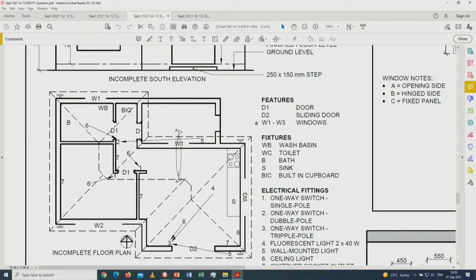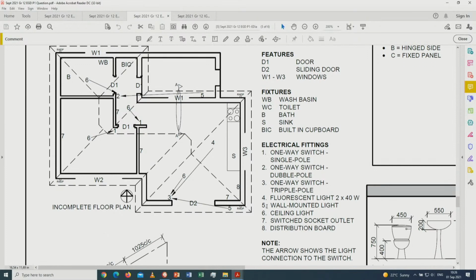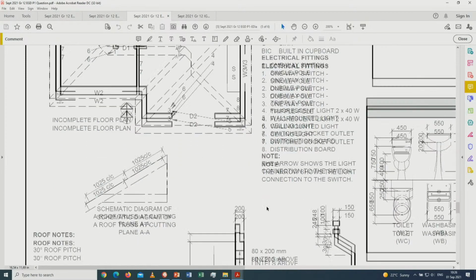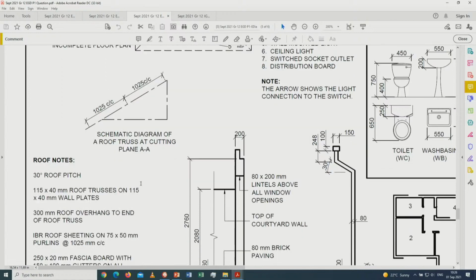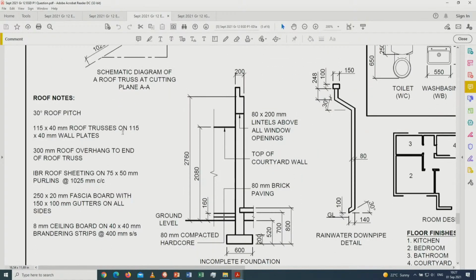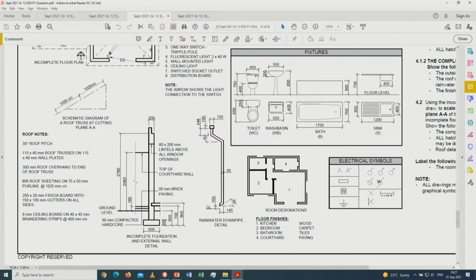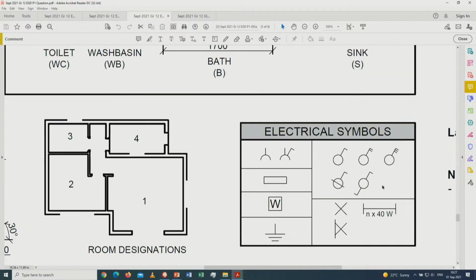All right. Then door 1 and door 2, the windows. It talks about all the abbreviations for the fixtures. The electrical fittings is also pointed out on this point. The roof angle is pointed out over here. It points out to you the roof truss information over here. It points out to you the foundation to the wall itself. It points out to you the size of the gutters and downpipes. This is the electricity part of it.